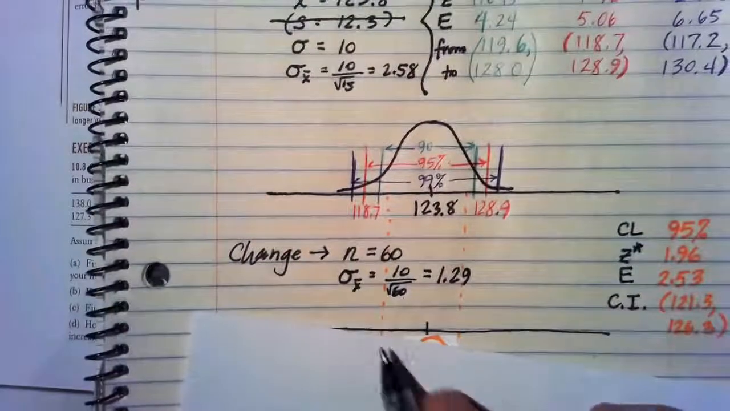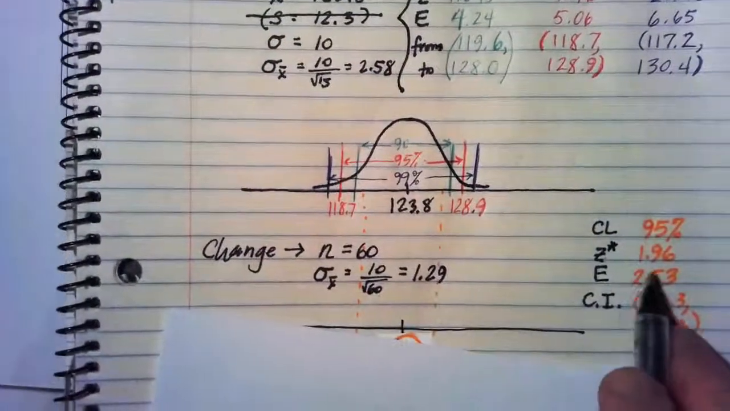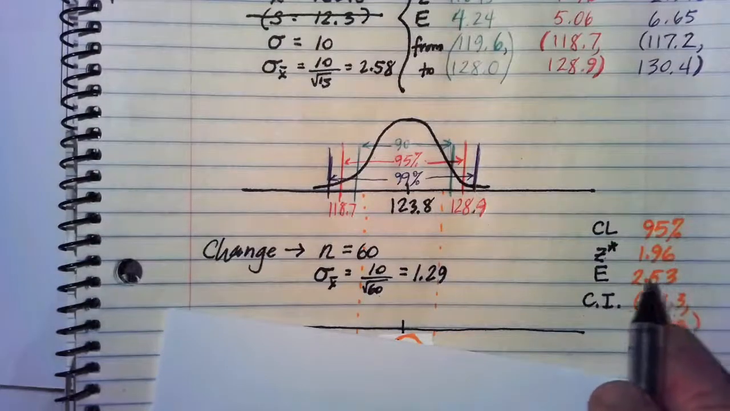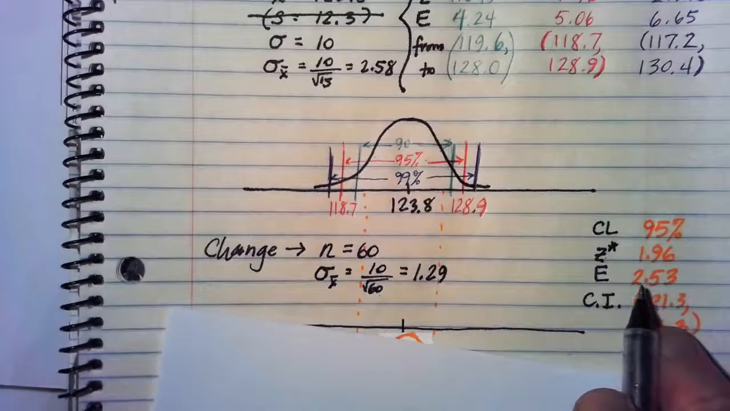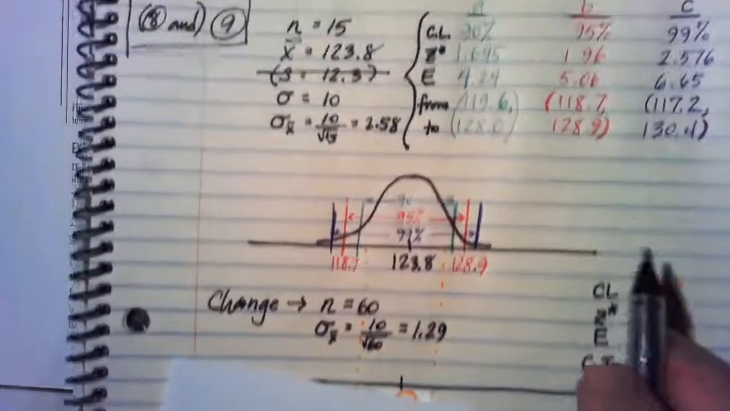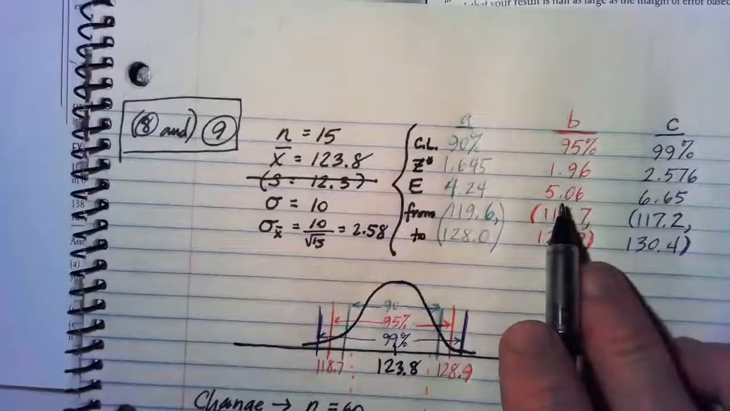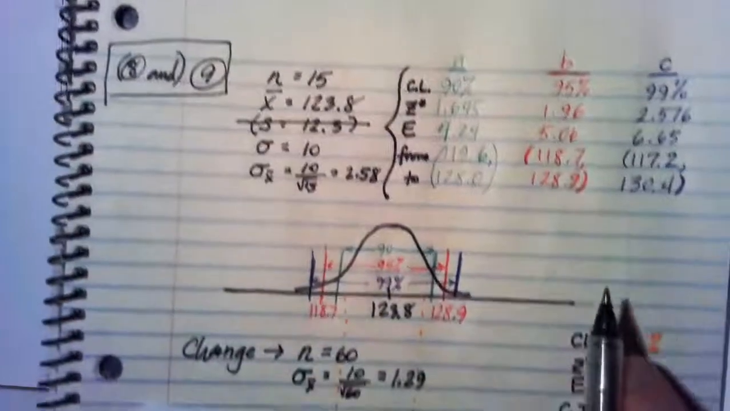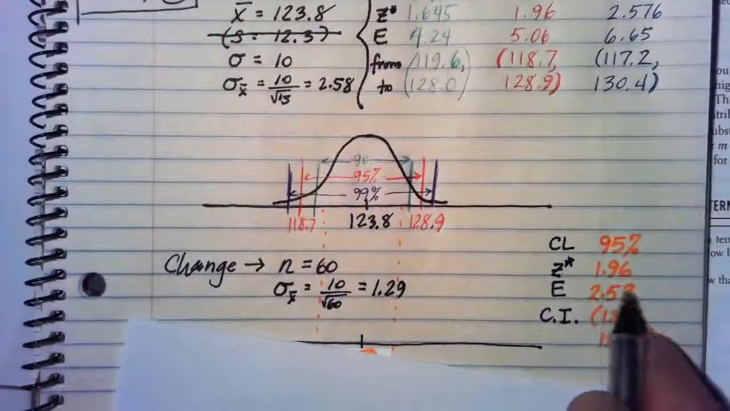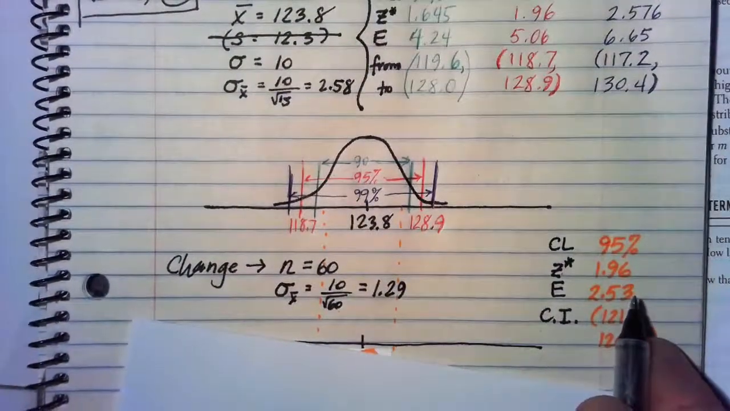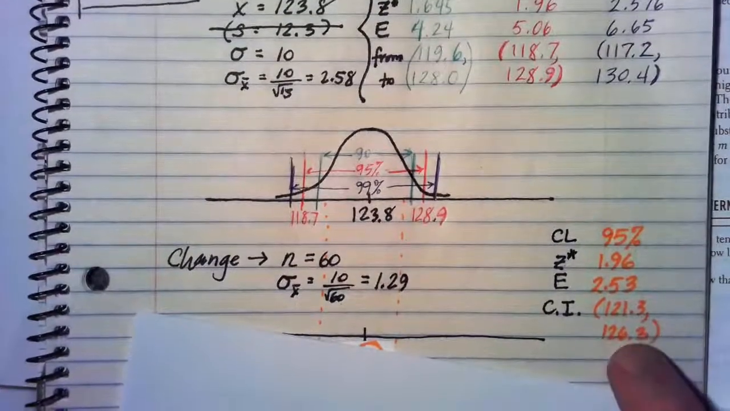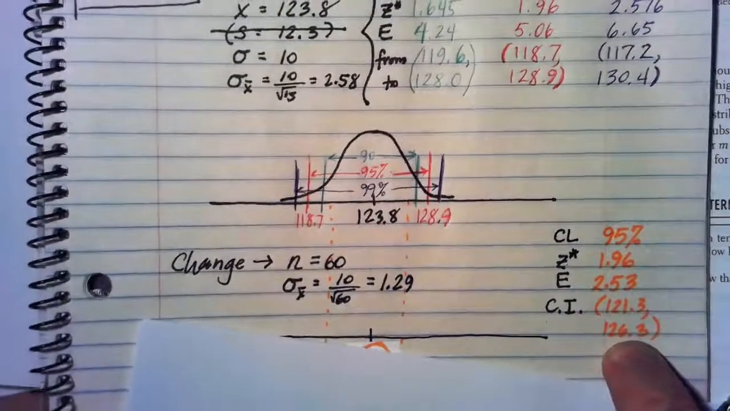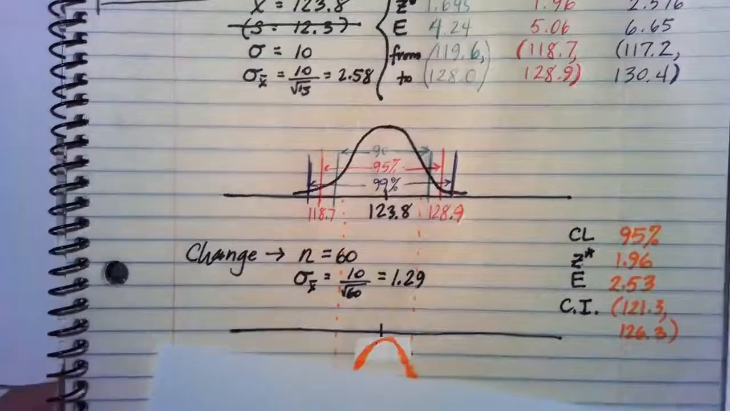And since we have a smaller standard deviation to multiply, it's still 1.96, but this margin of error is going to be half as big as it was. What was it up here? It was 5.06. Cut that in half, that'd be 2.5 plus another little 3/100ths. And there you are, 2.5 plus another 3/100ths there. The confidence interval is much narrower. It's basically 5 units wide.